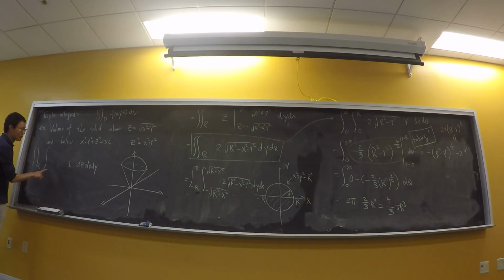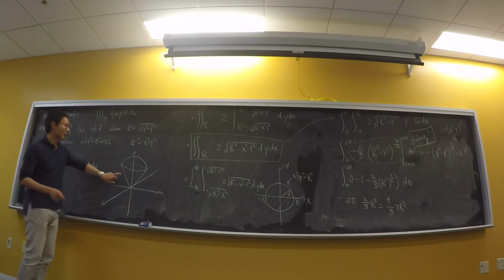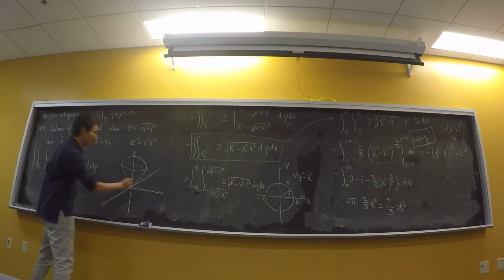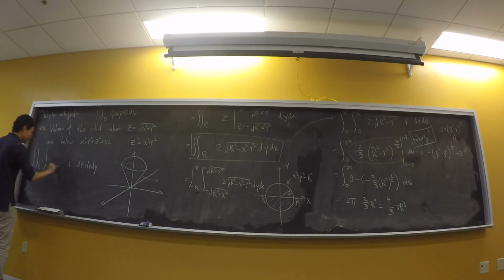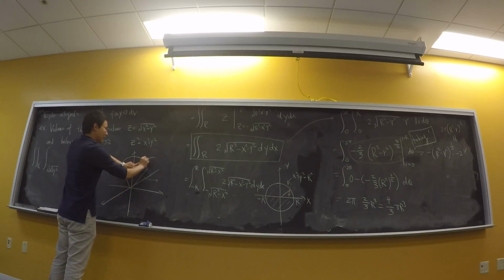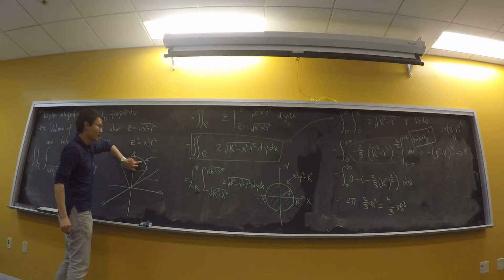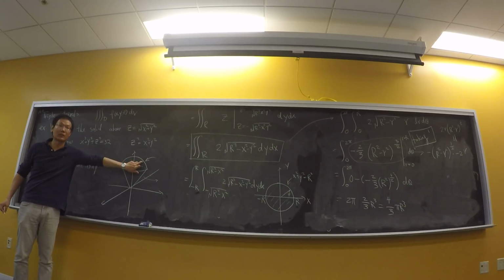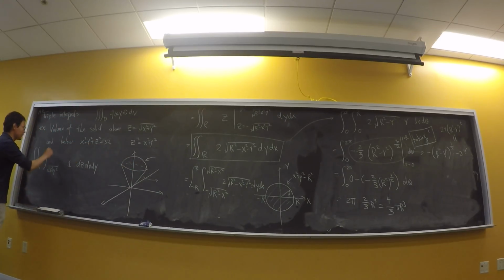So for this simple region, I need a lower function. What is the lower function? The lower function has to come from the cone. So the lower function here is just z equals square root of x squared plus y squared. The upper function is coming from the sphere right here, but I need to solve for z from this equation, so it's going to be square root of 32 minus x squared minus y squared. These two are pretty easy information you can tell immediately.